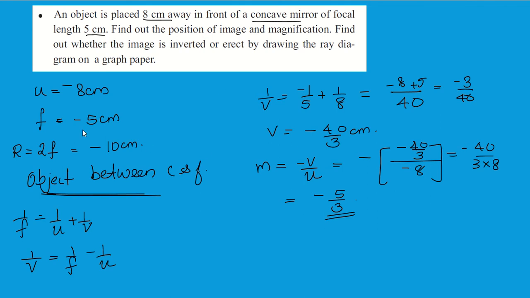So you are going to write, okay, object distance: the distance between the pole and the object is 8 centimeter. Distance between the pole and the image is minus 40 by 3. And you have to even mark focal length as 5 centimeter. That is how you're going to draw a ray diagram when it comes along with the numerical. So all the values should be marked.